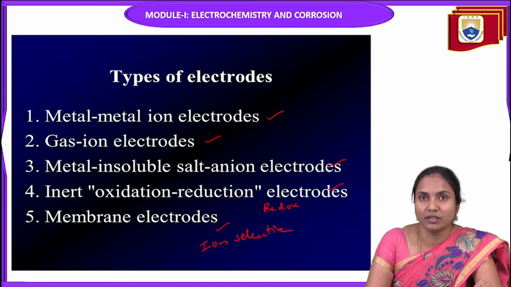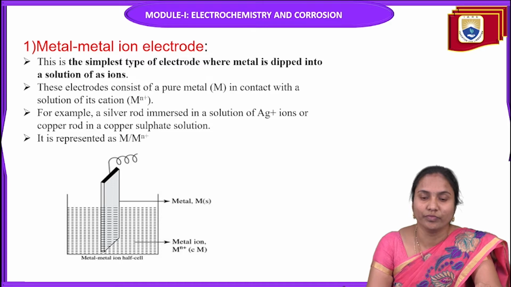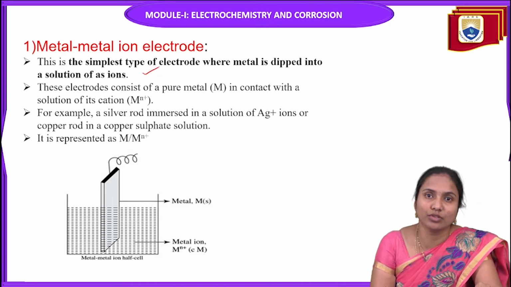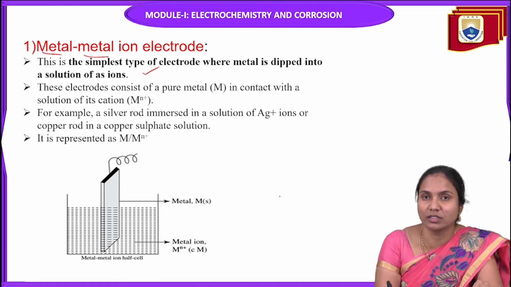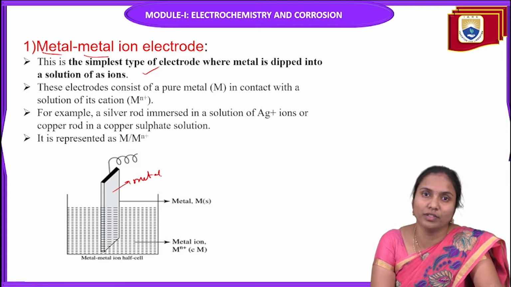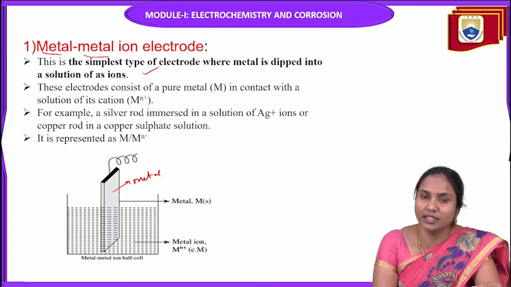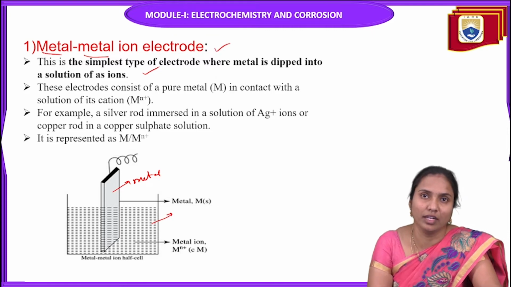Now we'll discuss the first one, the metal ion electrode. This is the simplest type of electrode, where a metal is dipped in a solution of its ions. Any metal, either zinc, copper, or silver, dipped in a solution of its own salt ions, is called a metal ion electrode.